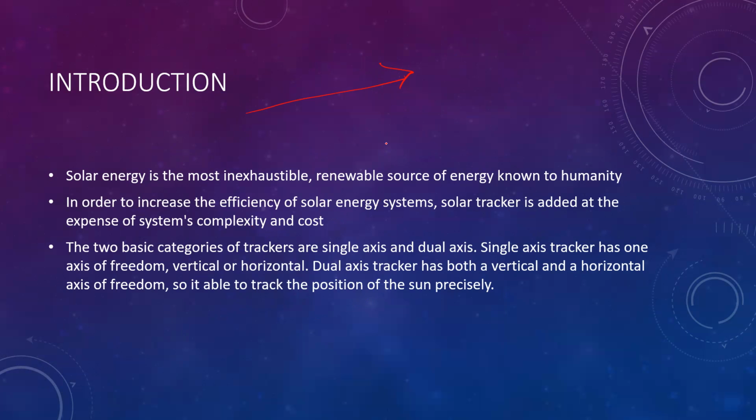The two basic categories of trackers are single axis and dual axis. Single axis trackers only allow the solar tracker to move horizontally or vertically. But the dual axis tracker can move both horizontally and vertically, so it is able to track the position of the sun precisely.